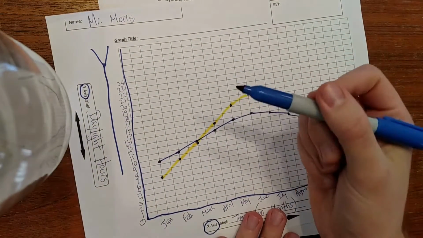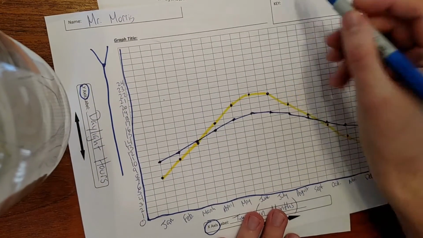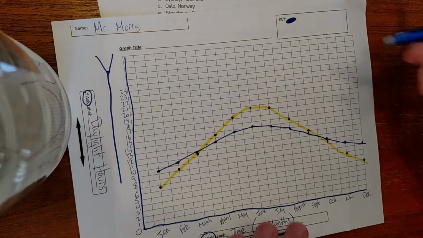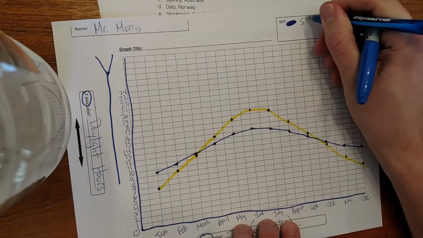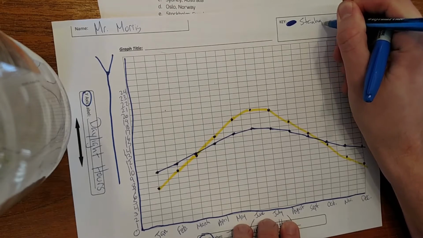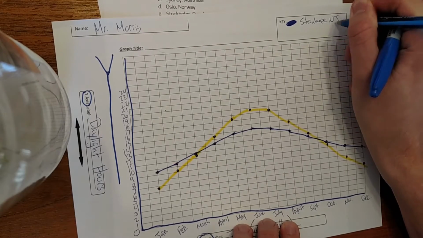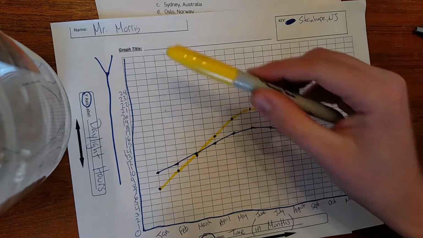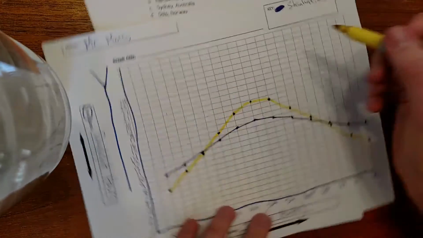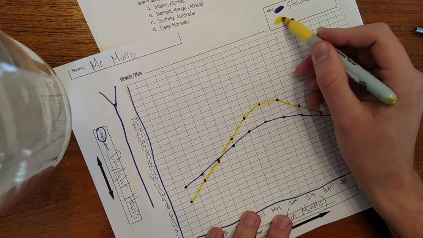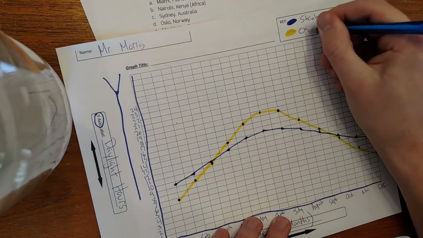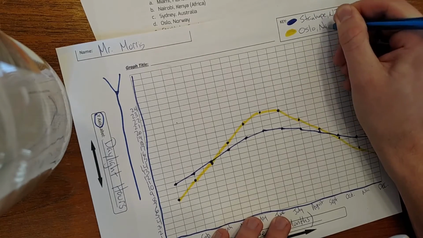So we're going to take our color that we used first. I used blue. I'm just going to make a little blue circle right up here, and I'm going to label that Stanhope. So people know that that information is from Stanhope, New Jersey, where we are. Then I'm going to take my yellow marker. You can take whatever color you chose for the second graph. Make a little circle, and I'm going to label that one Oslo, Norway. All right?